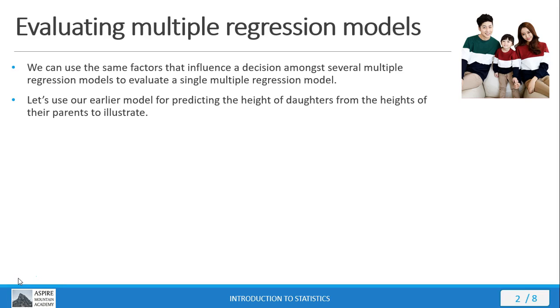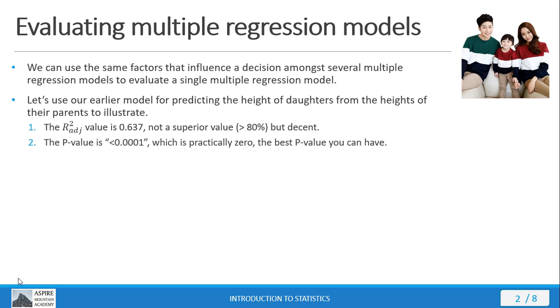Let's illustrate how this applies to the model that we made earlier, where we were predicting the height of a daughter based on the height of her parents. For that model, the adjusted R-squared value is 0.637. Not really a super duper value, but it's decent. The p-value was listed as less than 0.0001, which is practically zero, and zero is the best p-value you can have. So we're all aces in that category.